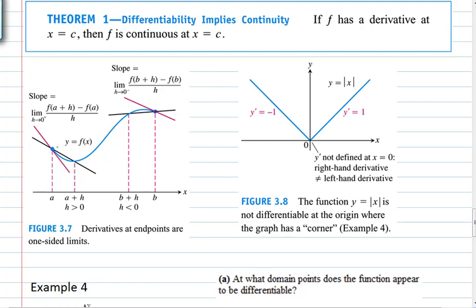For example, here's a continuous function, and the derivative exists everywhere. Here's a continuous function, but the derivative doesn't exist right here. Because remember, a derivative is a limit. The left-hand limit is -1. The right-hand limit is +1. The left-hand limit is not equal to the right-hand limit, so here we say the derivative does not exist. Anytime you have a sharp corner like this, the derivative is going to be undefined.